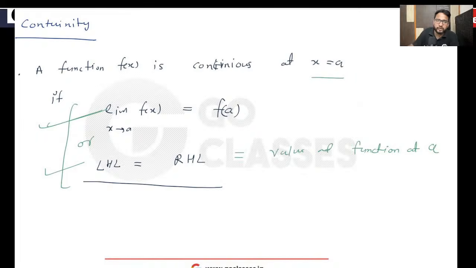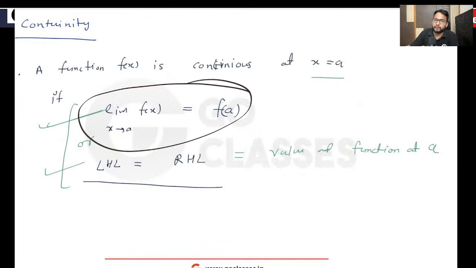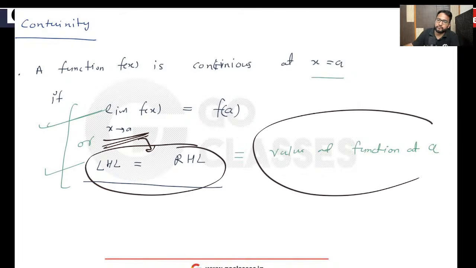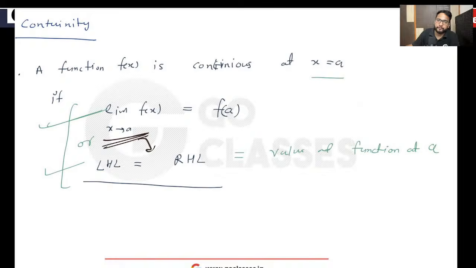So a function is continuous, as we have seen in the YouTube lectures also, if the limit is the same as f(A). So this is very important, right? Which means the limit and the function value are the same. Limit itself means left hand limit is equal to right hand limit. That is the same as the value of the function at point A.